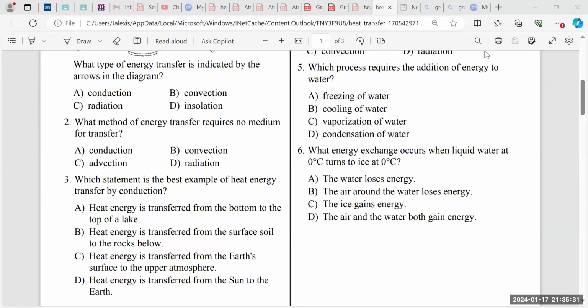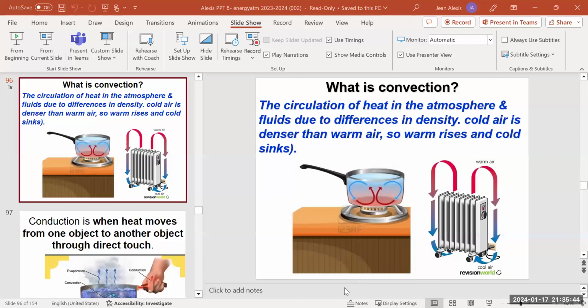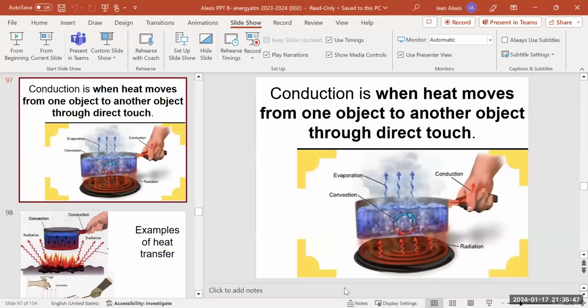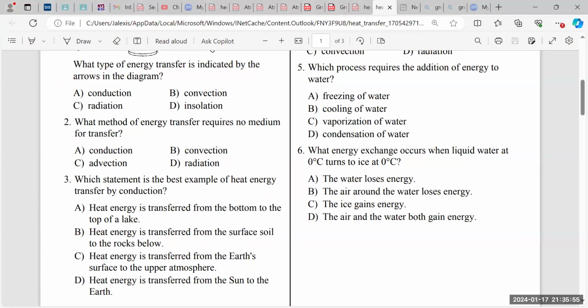All right, number 3. We'll do number 3 very quickly. It says, which statement is the best example of heat energy transferred by conduction? So if we look at our notes, we have to remember conduction is when heat moves from one object to another object through direct touch, through direct contact. So when I'm looking at 3, the only option that shows heat being transferred through direct contact between two different objects is going to be choice B.